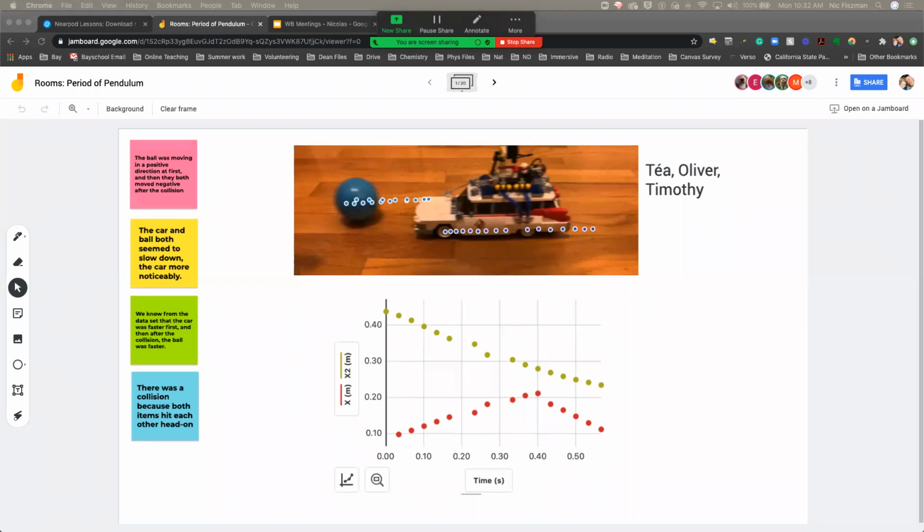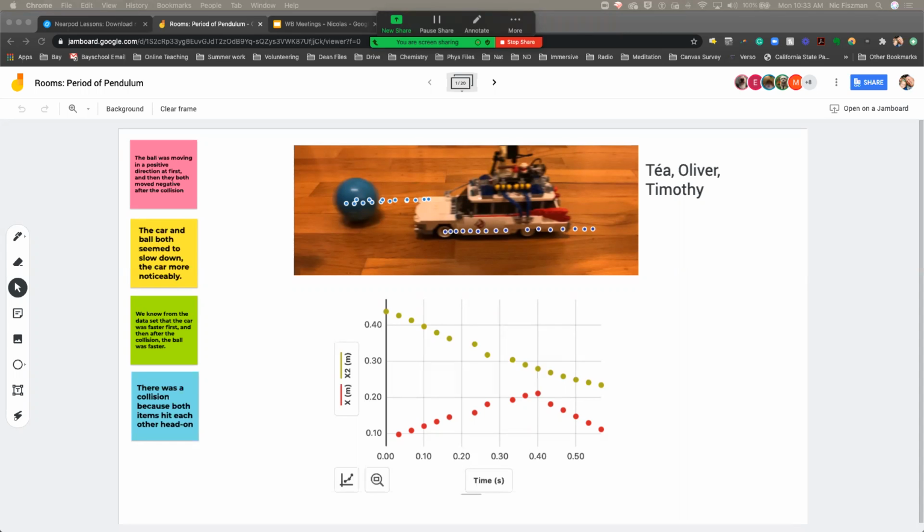Board 1, do you want to talk a little bit about what you've done, what you've put? So for our board, we had a ball and a Lego car, and I just pushed them together. The ball was moving in a positive direction at first, but the car was moving in a negative direction. After the collision, they both moved in a negative direction. The car and the ball seemed to slow down at first from friction, but then the ball sped up after the collision, and the car was still slowing down more.